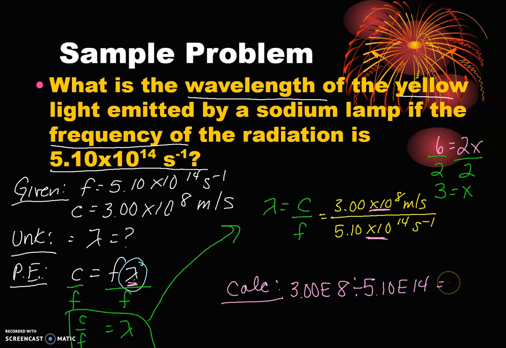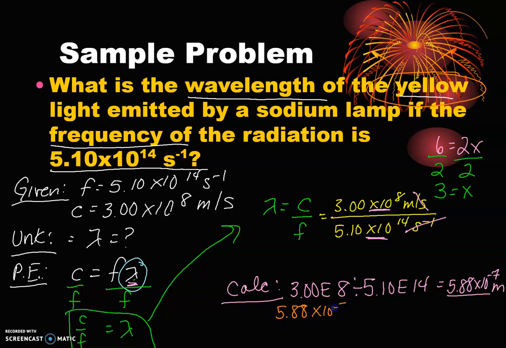So please go get your calculators and come back and make sure that you know how to plug those in. Per seconds and reciprocal seconds will cancel out. Our wavelength will be in meters, and you should get 5.88 times 10 to the negative 7th meters. All right, so since this is light that we can see, we can change that into nanometers.